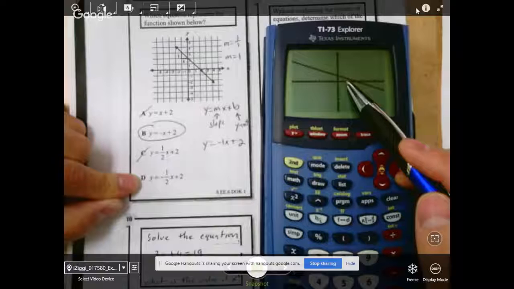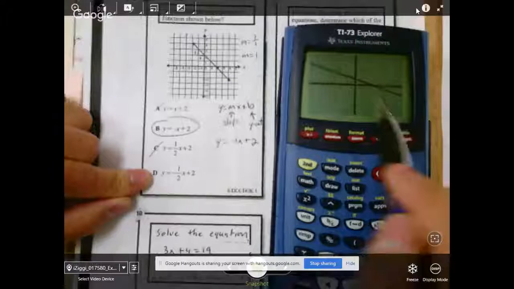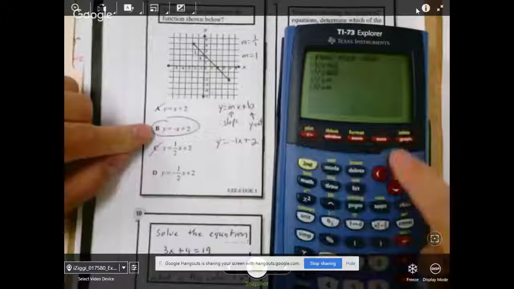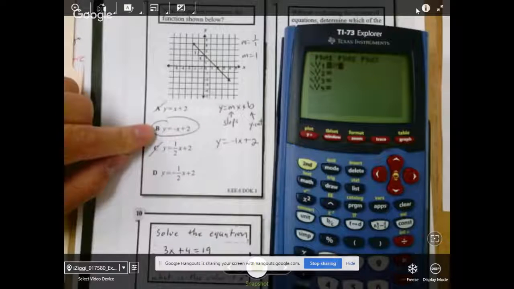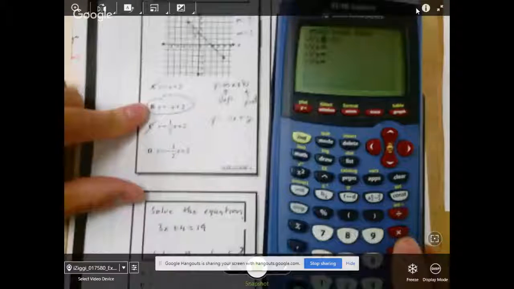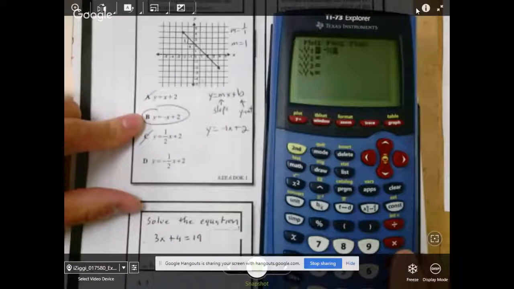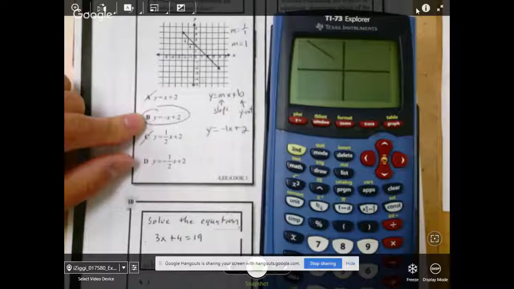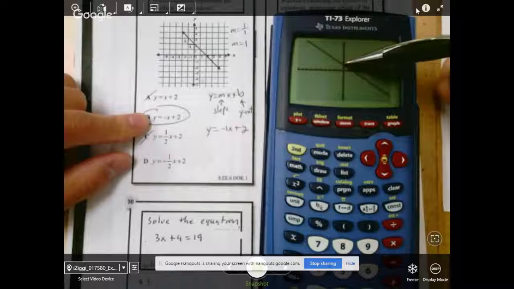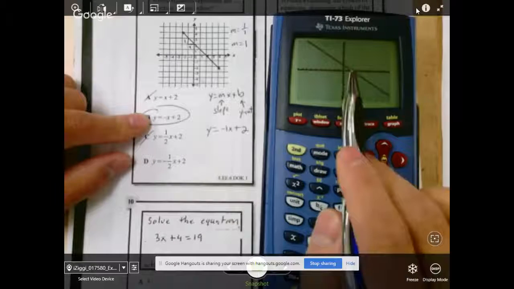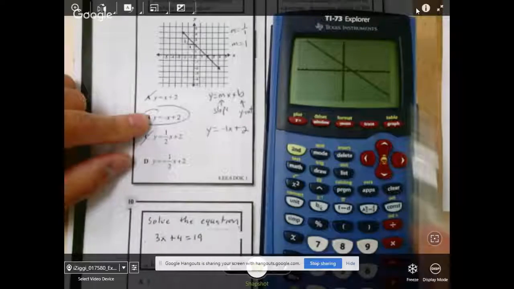But if I put in B, negative x, again x is next to the 7, negative x plus 2, and I hit graph. Now this intercept is 2. You look at the tick marks, and also the x-intercept is 2. Where it touches the x-axis and the y-axis, it matches exactly with the graph that's given to you.